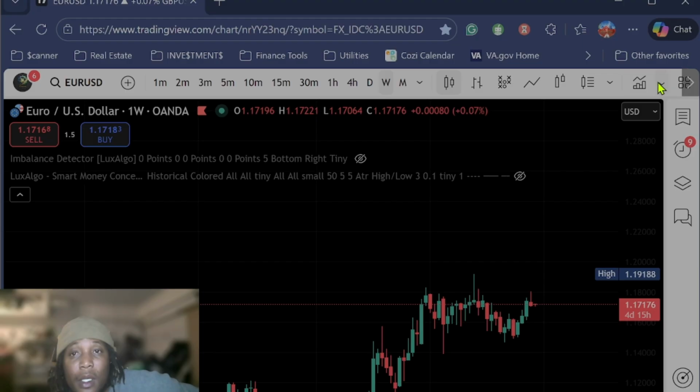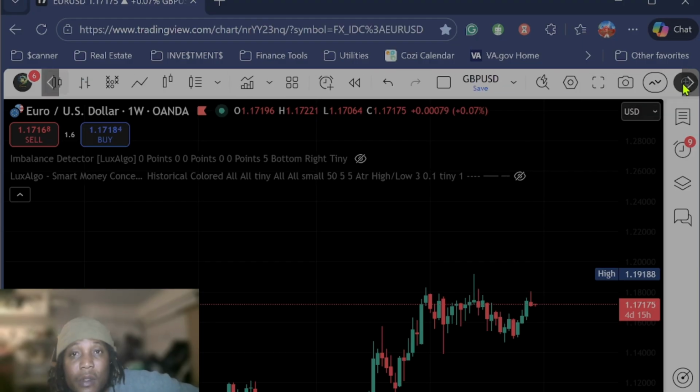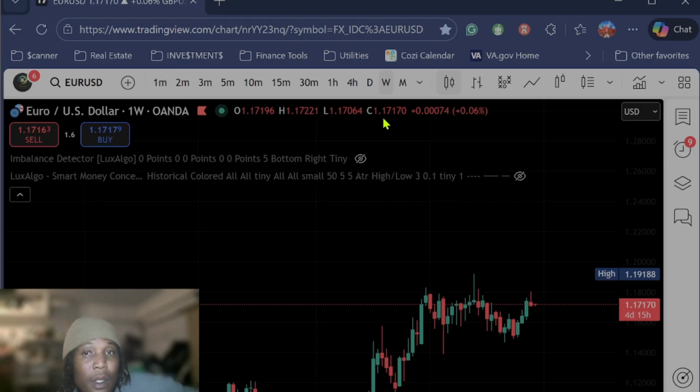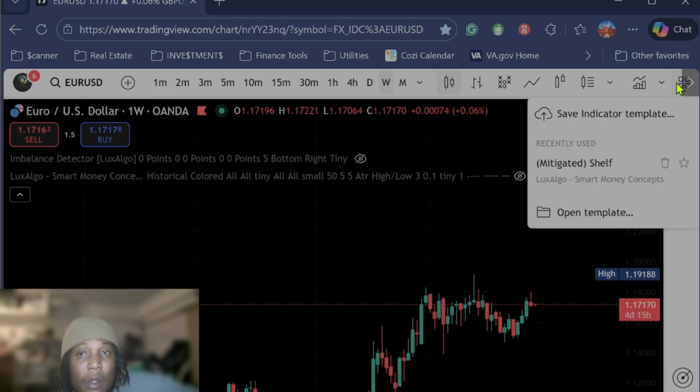Okay. I'm trying to find the tools because I'm not seeing them right now. I said replay, I said indicators, favorites. I'm not seeing the toolbar, man. I don't know why. Let me see. What's this?